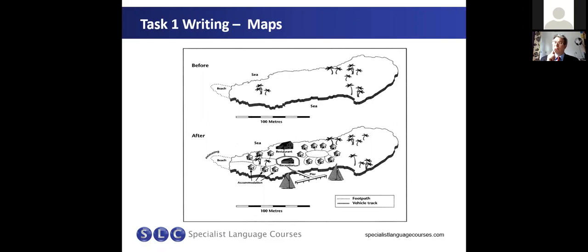So look carefully at those labels, the before and after, and the now and proposed or planned. That will dictate what tense you need to use.